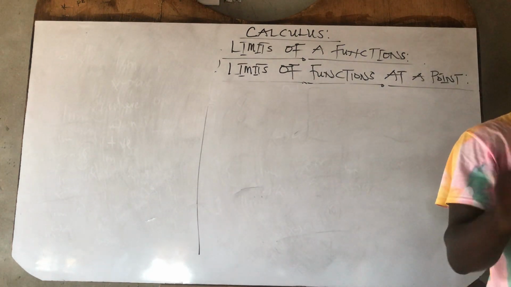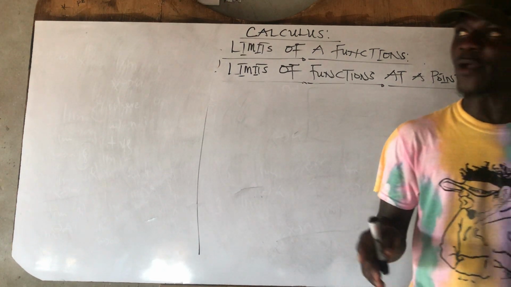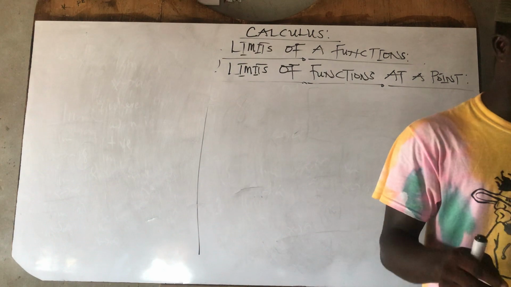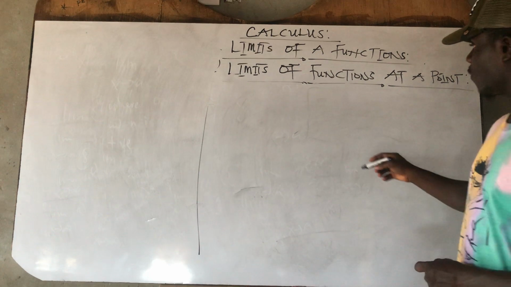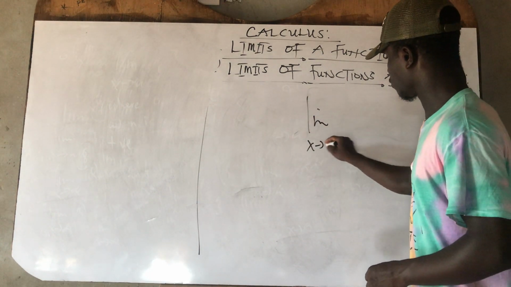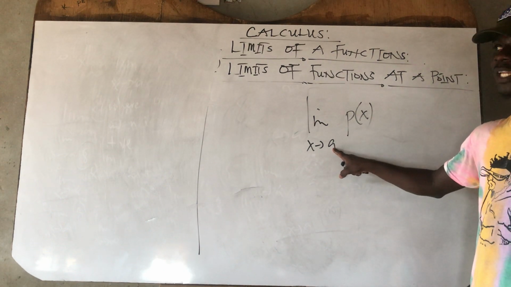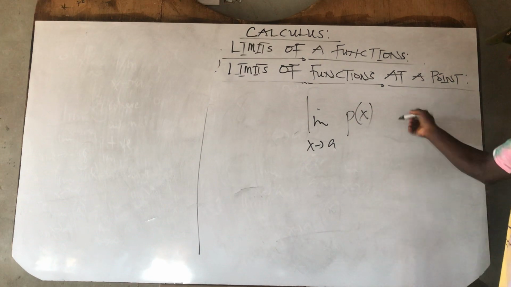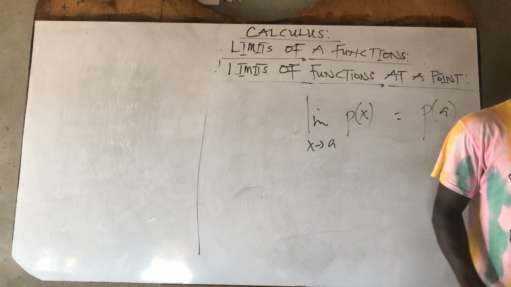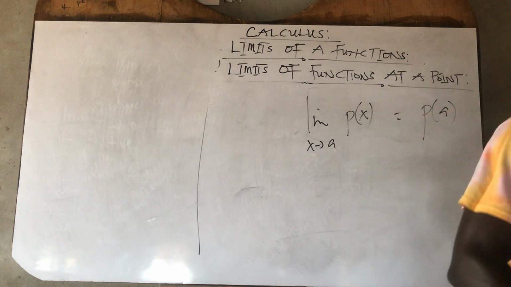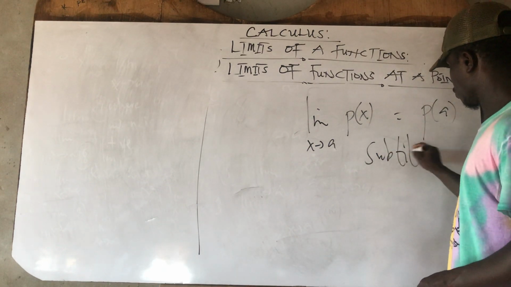So let's note something here. Let p of x be a polynomial and let a be a real number. Then the limit as x approaches a of p of x must be equal to p of a. I told you that wherever you see x, we are substituting this value a. So we get p of a. So that's what we are saying here. Hence, the limit of a polynomial function at any real number can be found by substitution.